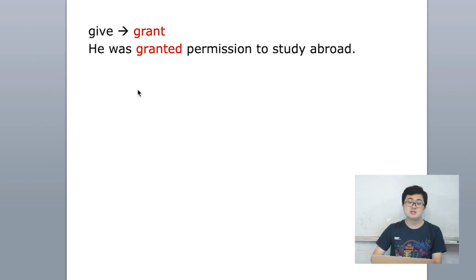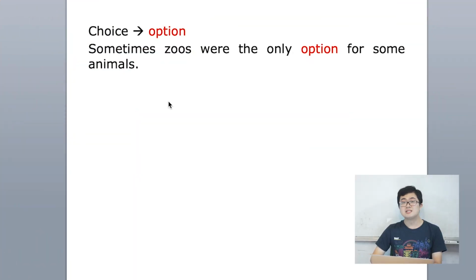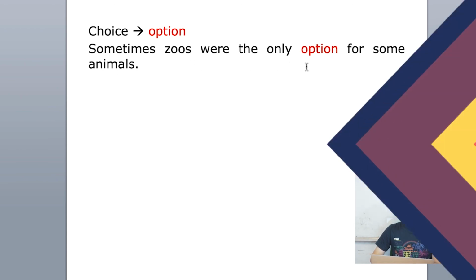The next word to use is grant instead of give. For example, he was granted permission to study abroad. The next word is option instead of choice. So from now on, don't say choose my choice. Say select my option. Or as in here, sometimes zoos were the only option for some endangered animals.